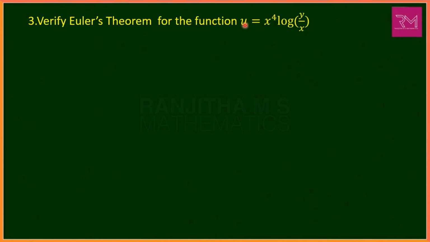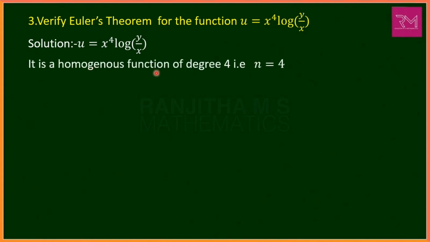Verify Euler's theorem for the function u is equal to x power 4 into log of y by x. Consider the given problem. Here this is already of the form of a homogeneous function. So it is a homogeneous function of degree 4. Here x power n, where n is 4. Hence this is a homogeneous function of degree 4.